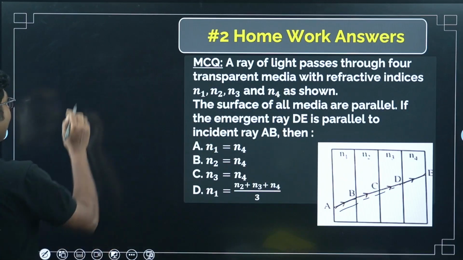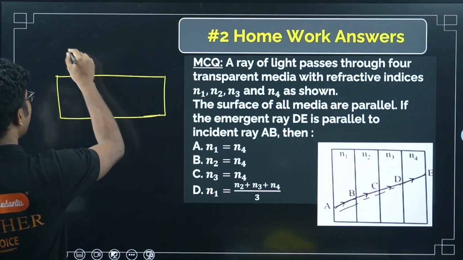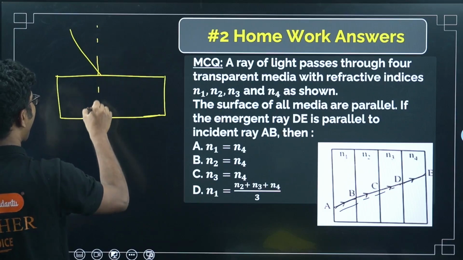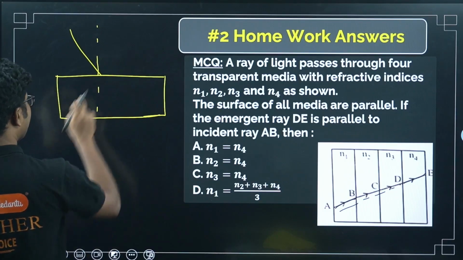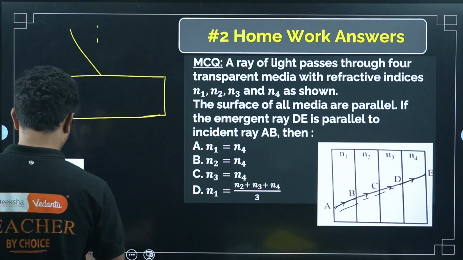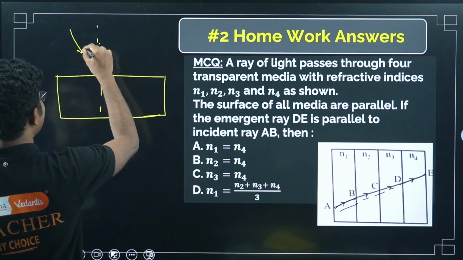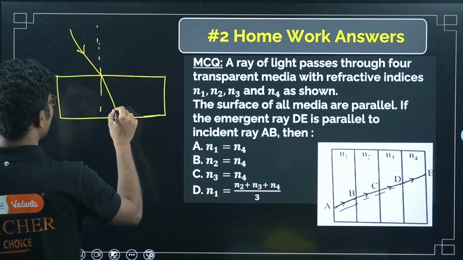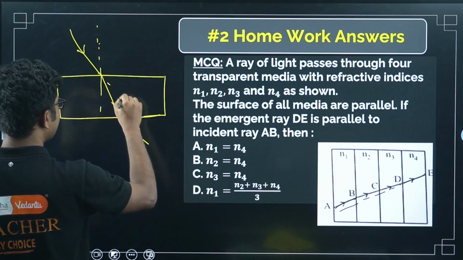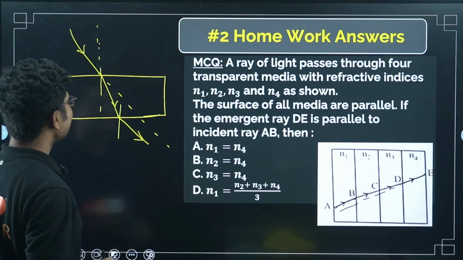Now if you remember, in case of the glass slab, there was an incident ray falling on this, right? Pardon my drawing skills, they are not super good. After incidence, it bends towards the normal, then again it bends away from the normal, and the emergent ray and the incident ray are parallel to each other, right? So that was for a glass slab.